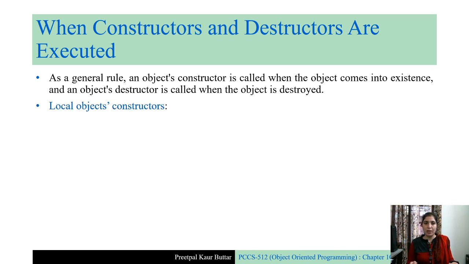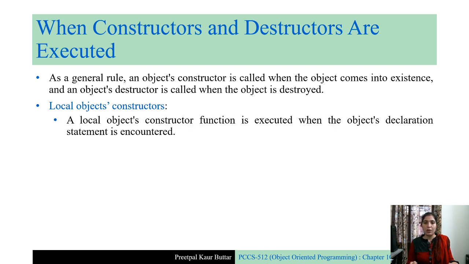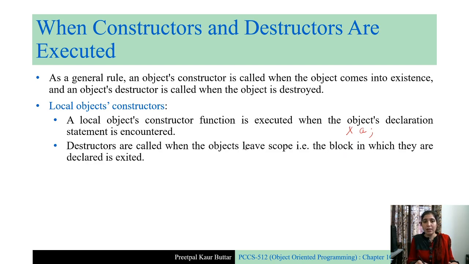the object is destroyed. Objects can be local, objects can be global. So let us see when local objects' constructors are called. A local object's constructor is executed when the object's declaration statement is encountered. So when you declare an object, suppose X is the name of the class, and you write the name of the object, when you create the object, then the constructor is called.